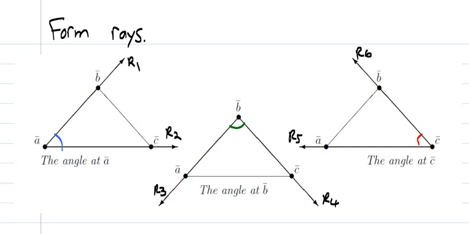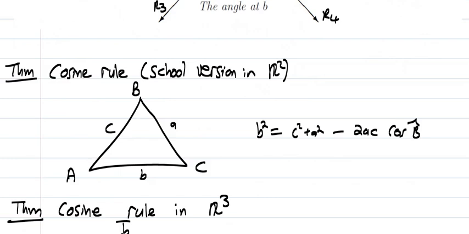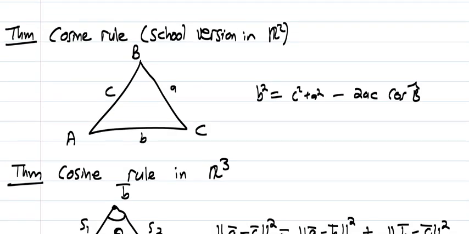But how do you do the calculation? If you have the equations of the rays, then it's easy. We get to use the formula P dot Q is the norm of P times the norm of Q times cos theta. But what if you're given the vertices A, B, C? Can you come up with a formula for the angles? The answer is yes. The secret is to think back to high school. In high school, we had a version of the cosine rule in 2D. If you have a triangle with vertices A, B, C, then the opposite sides are labeled little a, little b, little c.